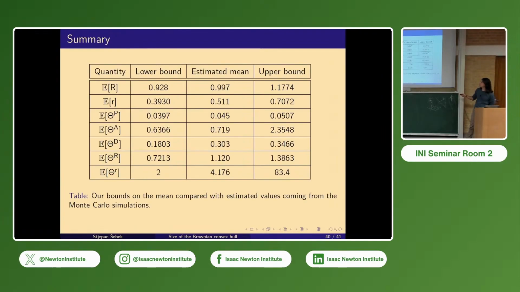Yeah, those are here. These are the lower bounds we managed to obtain. These are the upper bounds, and then we ran simulations to obtain the Monte Carlo approximations of all the expected values that we were calculating. Since we ran the simulations anyway, we also estimated those known quantities, perimeter and area.